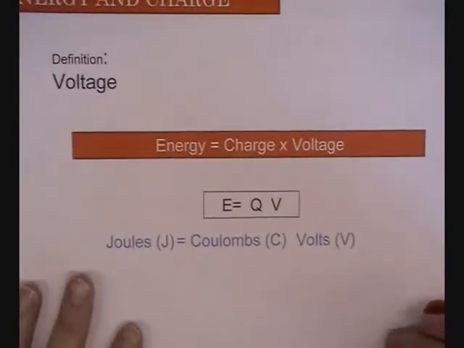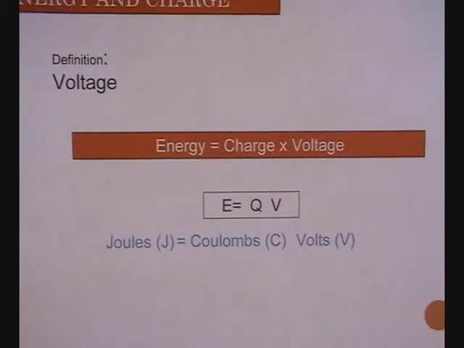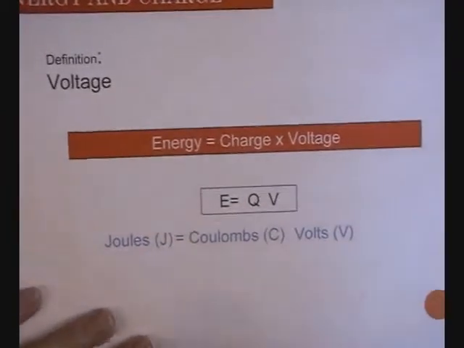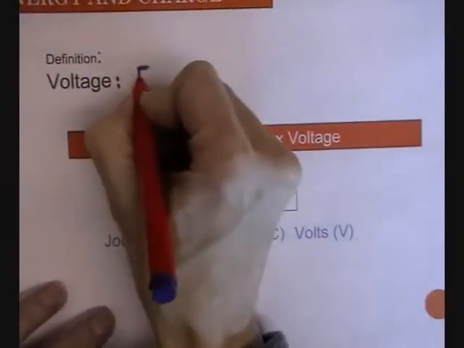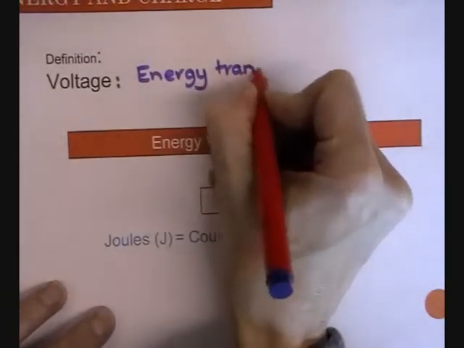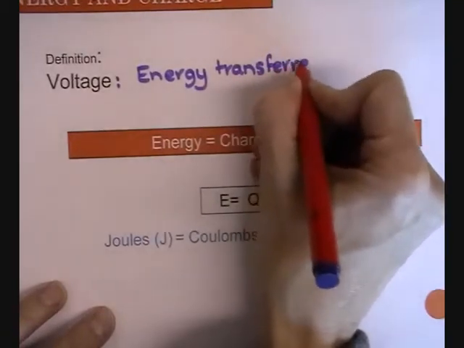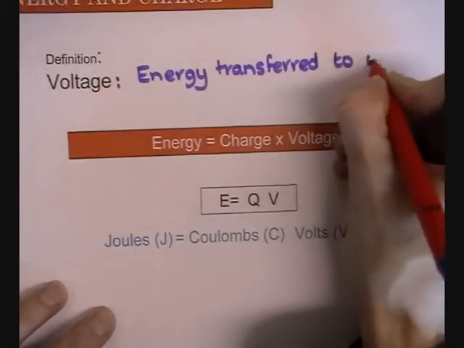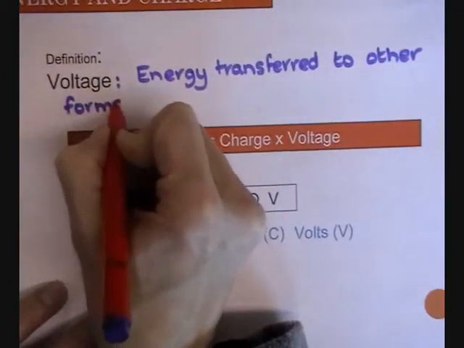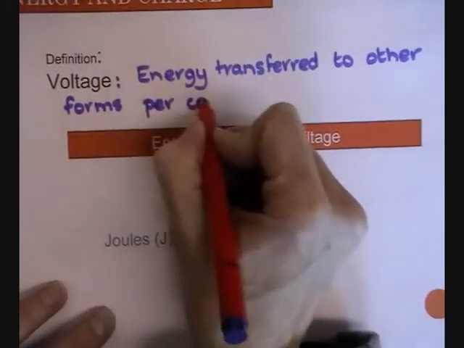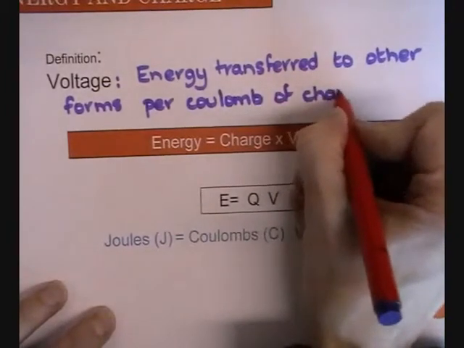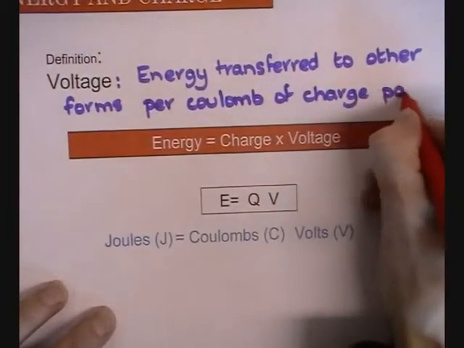The next thing we're going to do is define voltage. So you know that your battery has got voltage, 1.5 volts, most normal batteries have, but voltage is defined as the energy transferred to other forms per coulomb of charge passing around a circuit.